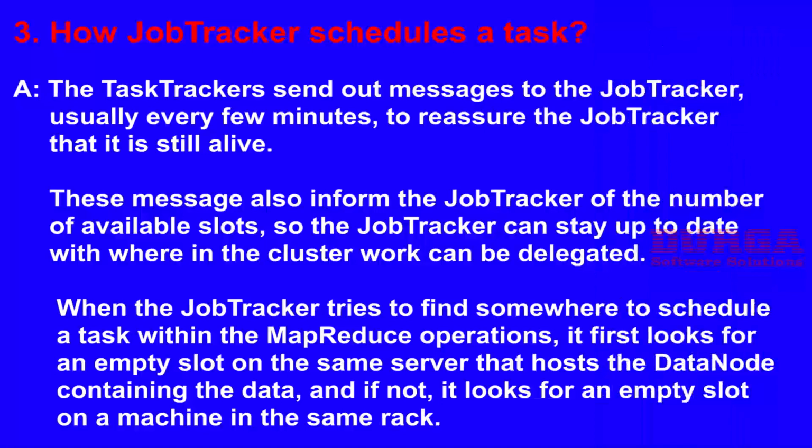How does the JobTracker schedule a task? The TaskTrackers send out messages to the JobTracker, usually every few minutes, to reassure the JobTracker that it is still alive. These messages also inform the JobTracker of the number of available slots, so the JobTracker can stay up to date with where in the cluster work can be delegated. When the JobTracker tries to find somewhere to schedule a task within the MapReduce operations, it first looks for an empty slot on the same server that hosts the DataNode containing the data, and if not, it looks for an empty slot on a machine in the same rack.